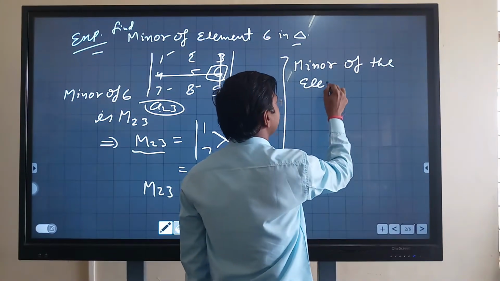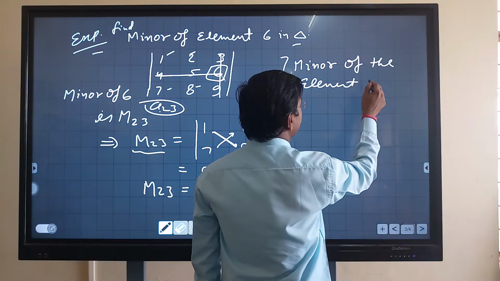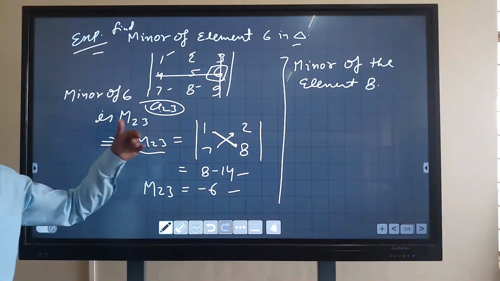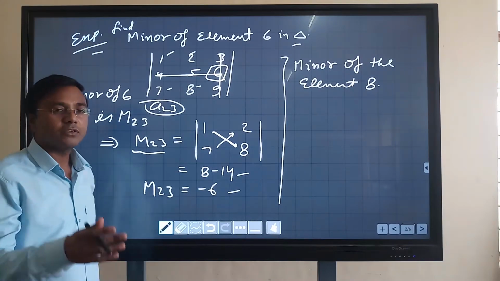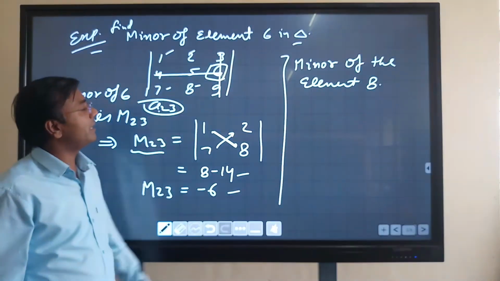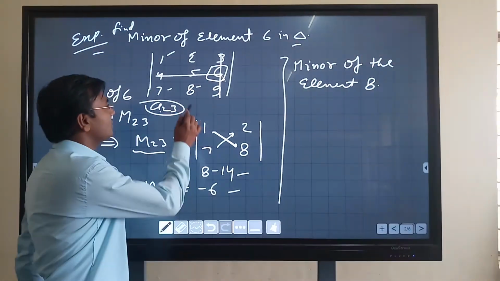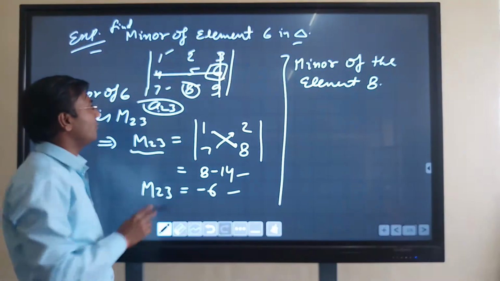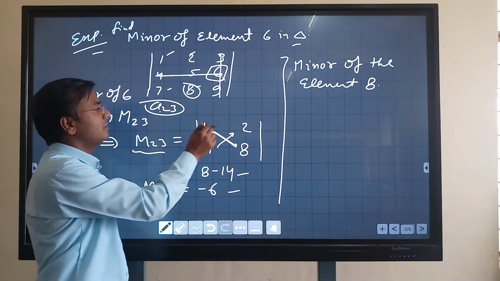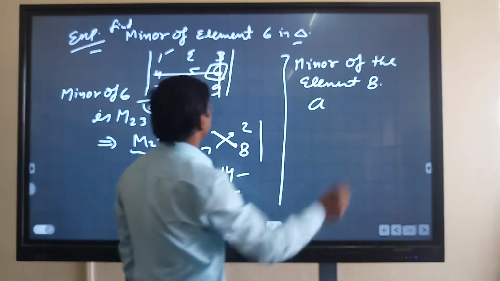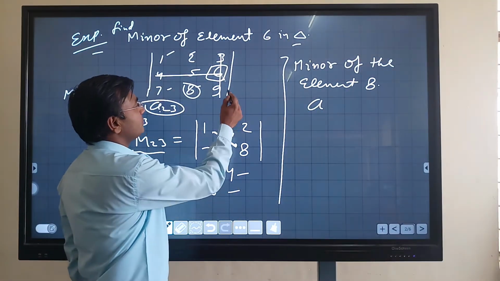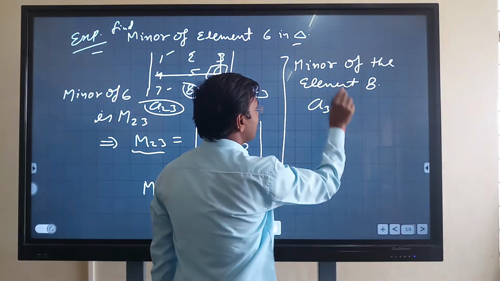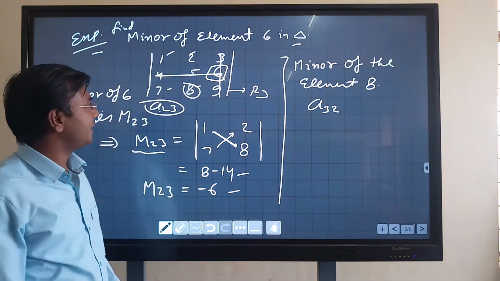Okay. Now you find simultaneously, one more example I am adding: minor of the element 8. So try to find it simultaneously as I am finding it and then tell your solution. So you start solving the minor of this element 8. So how to start? First of all, we have to see where this element is lying. This is lying in the third row and second column. So third row, second column means A32.